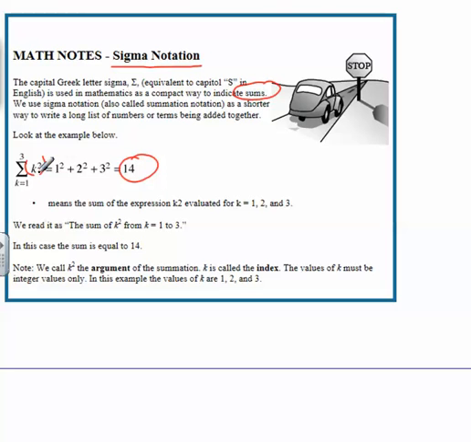So k squared is what's called the argument of the summation, and the k is the index. The index indicates the starting amount. And a k can only be an integer value. In sigma notation, we don't use halves and things like that. It's always just integers. We have the first, the second, the third, the fourth, and so on, those terms.